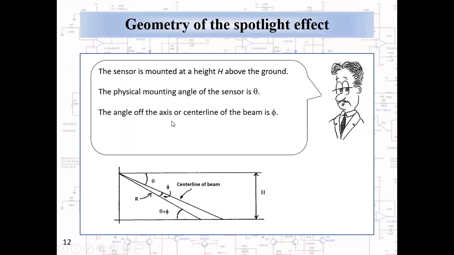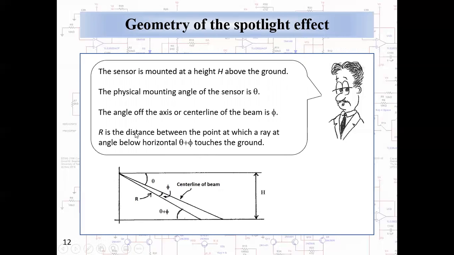The angle off the axis or center line of the beam we'll call phi, and r is the distance between the sensor and the point at which a ray at an angle below the horizontal of theta plus phi touches the ground. So we can see that r is equal to h divided by the sine of theta plus phi.